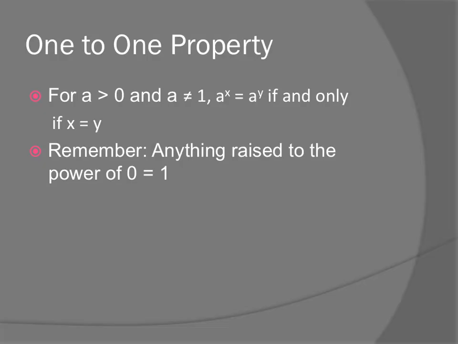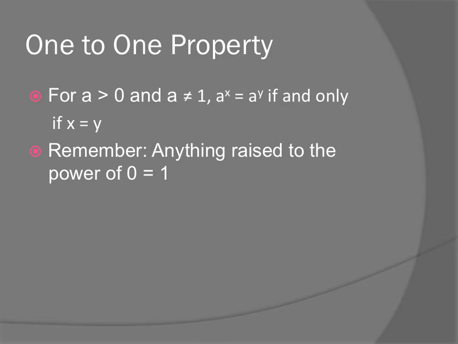All right, this is a property you're going to hear a lot for the next chapter. It's called the one-to-one property. So the one-to-one property just says that in order for a to the x to equal a to the y, the bases and the exponents have to be the same. So when you're writing 2 exponential expressions, the goal is to change them so both the bases are the same. And if both the bases are the same, then you can set the exponents equal to each other.